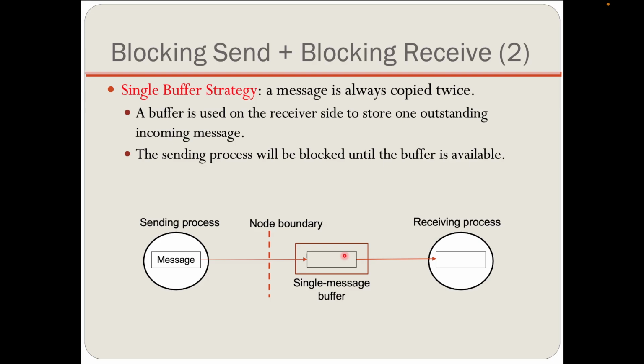So non-blocking receive can be associated with blocking send or non-blocking send. If you use blocking send, then the sender side doesn't need a buffer. But if you use non-blocking send, then both sender and receiver can put a buffer there. So for non-blocking send, we need to have a buffer, and for non-blocking receive, we also need a buffer. In general, to support non-blocking send with non-blocking receive, both sender side and receiver side can have multiple buffers.